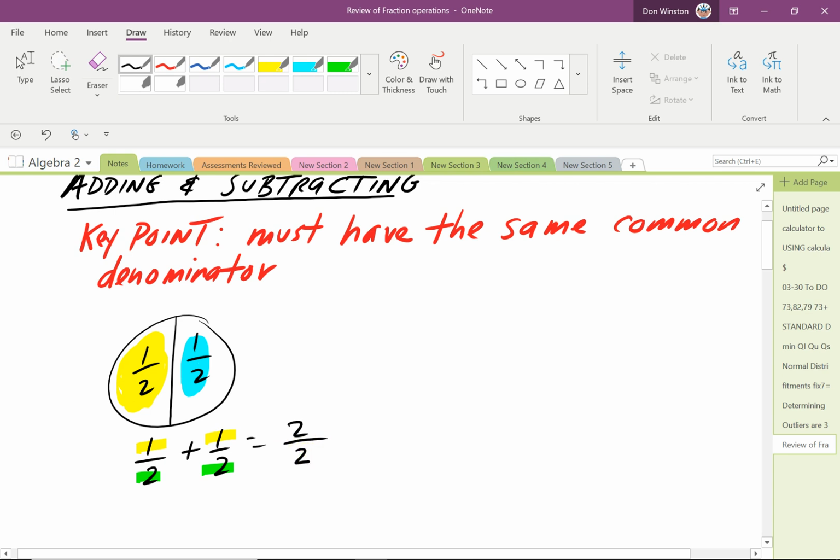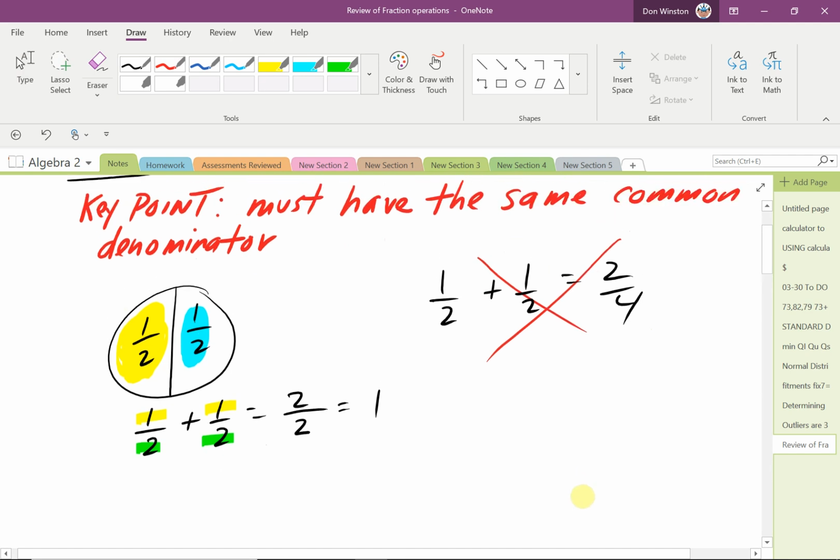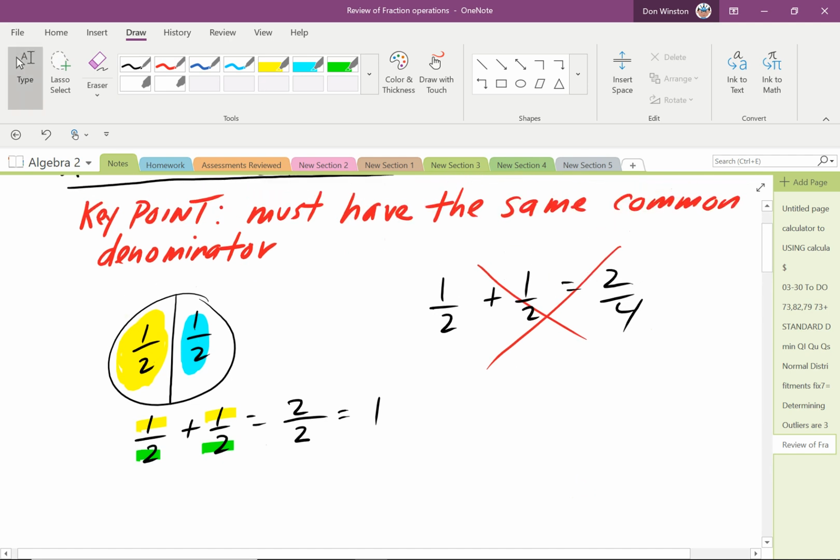Okay, don't make the mistake, please, of saying 1 plus 1 is 2 and 2 plus 2 is 4. Not when you're adding fractions. Okay, so we ate one whole pizza. Don't make the mistake of saying 1/2 plus 1/2 is equal to 2/4. That would be wrong. Okay, that's a common mistake I see quite often. All right, so again, key point. We must have the same common denominator before we add and subtract fractions.